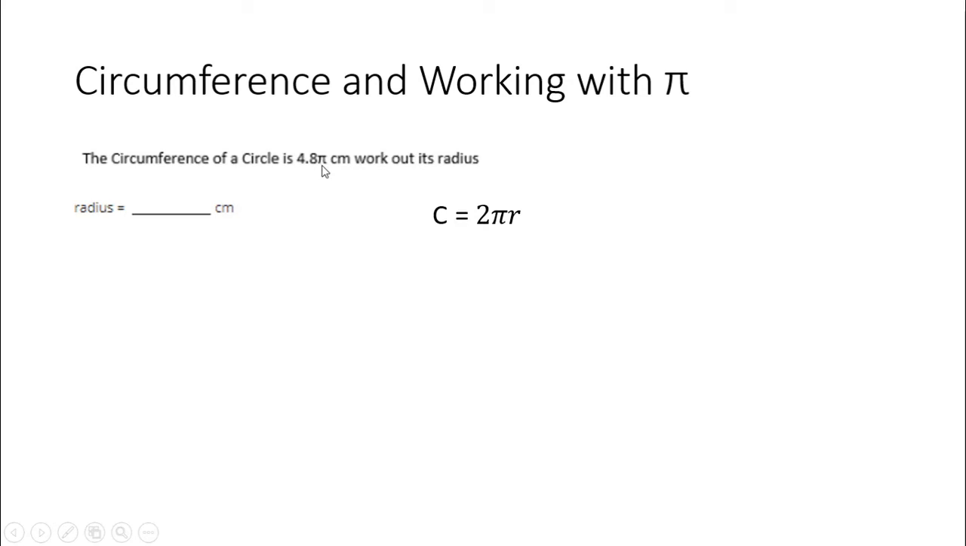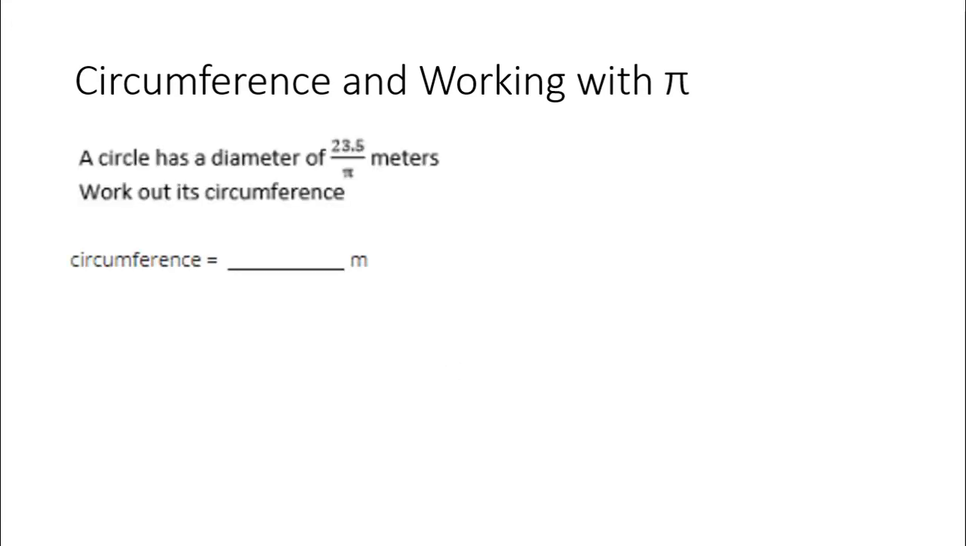If I know that the circumference is 4.8 pi, I know that 4.8 pi is equal to 2 pi r. And I can rearrange that to get the radius on its own by moving the 2 pi, which is multiplying by the radius, to the other side and dividing. So 4.8 pi divided by 2 pi. I know I can divide both top and bottom by pi to cancel out the pi's. 4.8 divided by 2, that's 2.4. So r is equal to 2.4 centimeters.